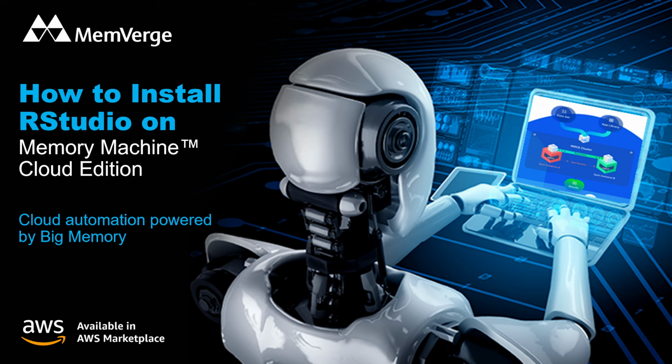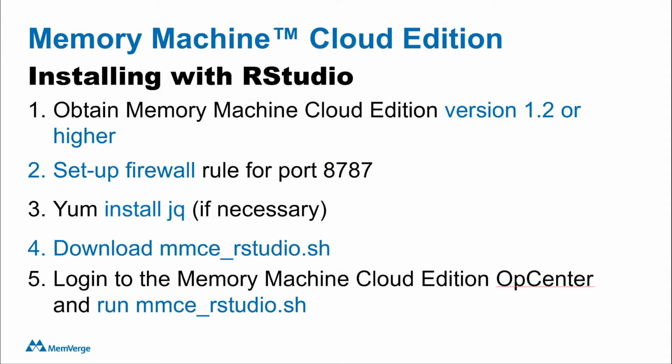Today, we're going to show you how to install RStudio Memory Machine Cloud Edition, MMCE. So the first thing we're going to do is go over what is in the demo. First, we need to make sure we're running MMCE version 1.2 or higher. There's also a very specific port for RStudio we need to open on the firewall, and that's 8787. And I'll show you how we do that.